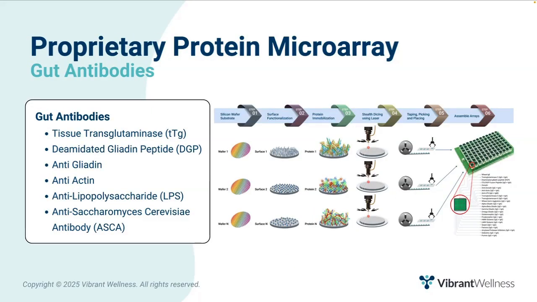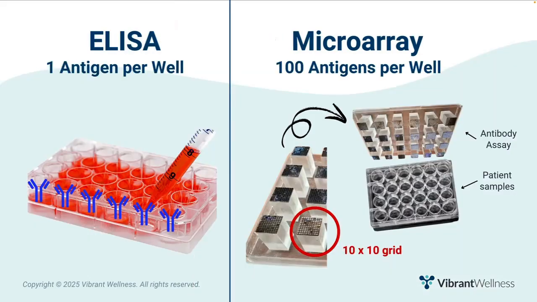Vibrant uses a proprietary protein microarray to quantify gut antibodies, including TTG, DGP, anti-gliadin, anti-actin, anti-LPS, and ASCA. To help you better understand this methodology, I will explain how Vibrant makes the 3 dense microchips used to run this test. But first, please note that the microarray utilizes ELISA methodology. However, instead of 1 antigen per well, Vibrant can measure up to 100 antigens per well.